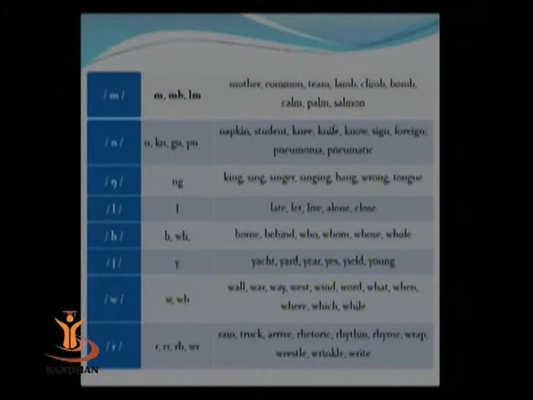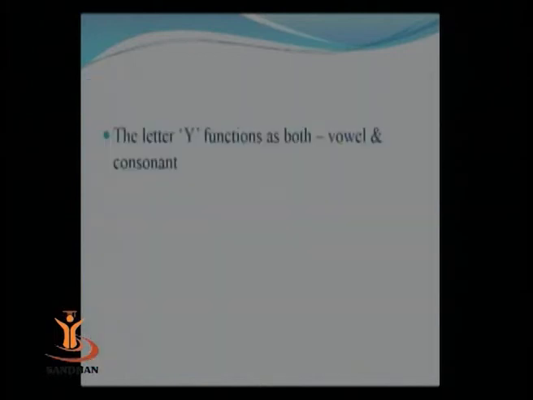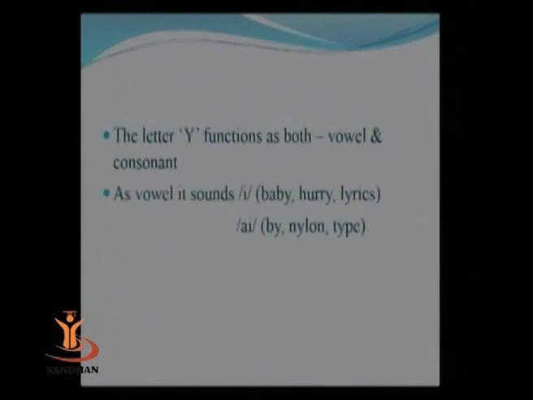The combination ng represents the ng sound, as in king, sing, singer, singing, bang. l represents the l sound. h and wh represent the h sound. y represents the y sound. w and wh represent the w sound. r, rr, rh, wr represent the r sound. But y functions as both vowel and consonant. As a vowel, the letter y sounds like e, for example baby, hurry. It also sounds like i, for example by, nylon, type. As a consonant, it sounds like y, for example year.